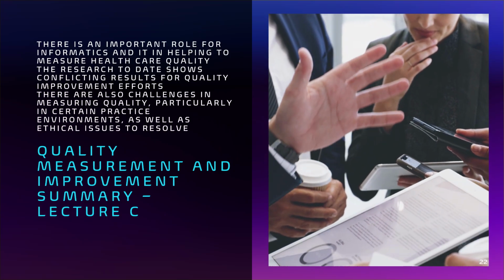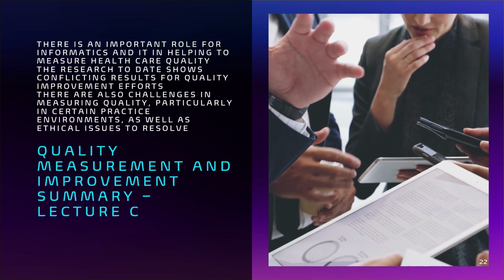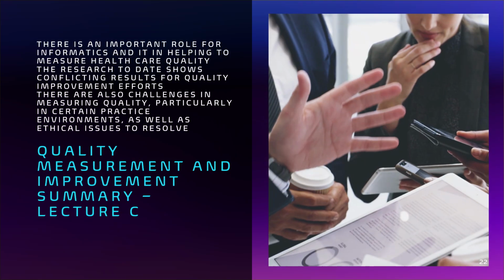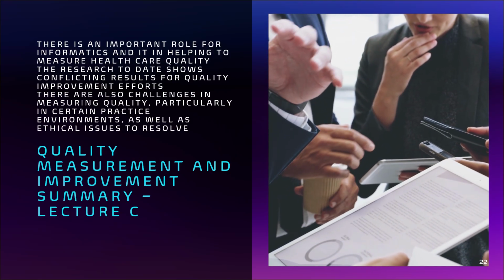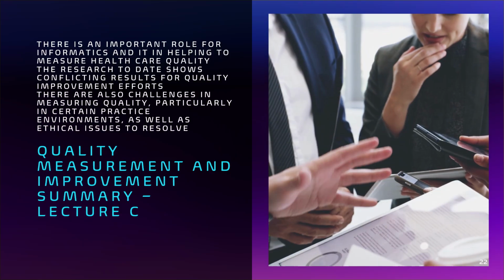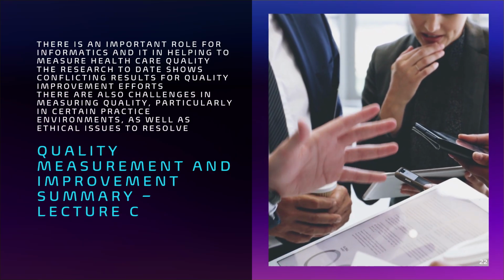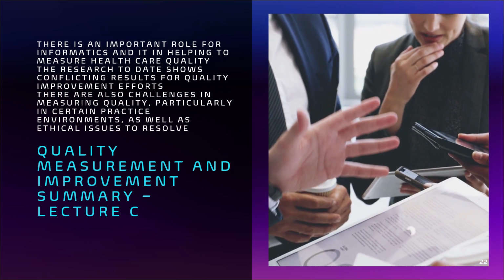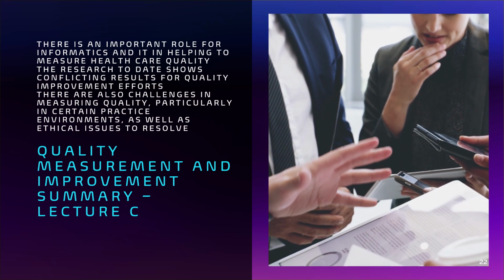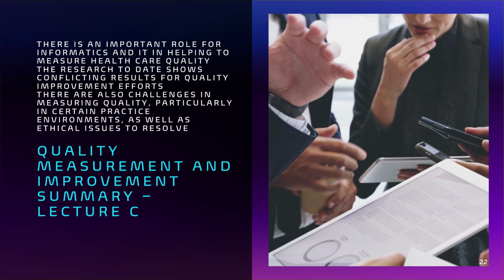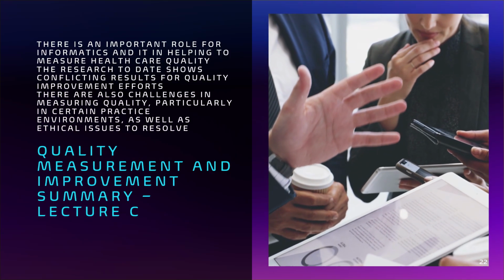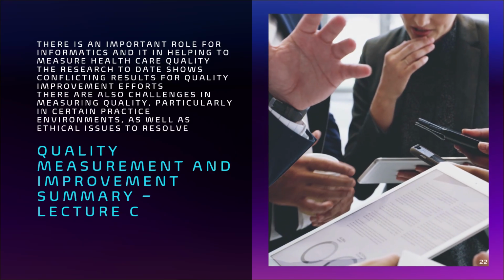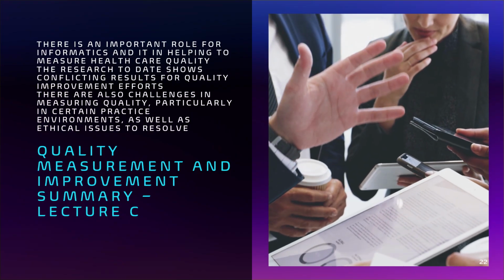As we conclude part 3 of quality measurement and improvement, in this session, we've seen how informatics and information technology play a vital role in measuring healthcare quality. Without reliable systems to capture and process data, quality improvement just simply is not possible. We also looked at the research evidence on current quality efforts. The results are mixed. Sometimes better performance on process measures does translate into better outcomes, but in other cases, the link isn't so clear. Along the way, we explored some of the challenges in quality measurement, particularly for smaller practices, safety net hospitals, and organizations with fewer resources. And we touched on the ethical questions that come with these efforts.